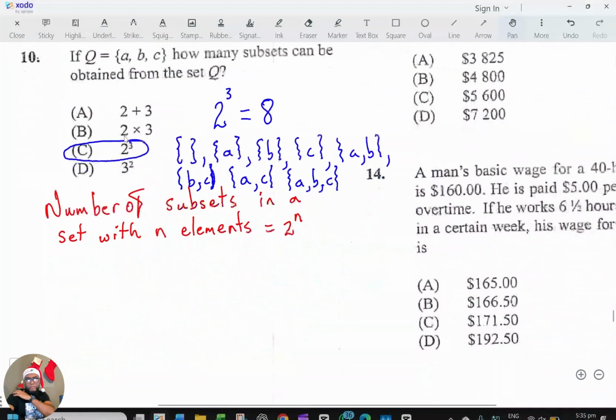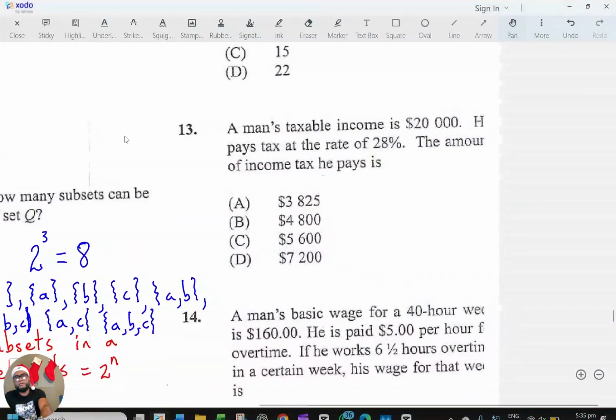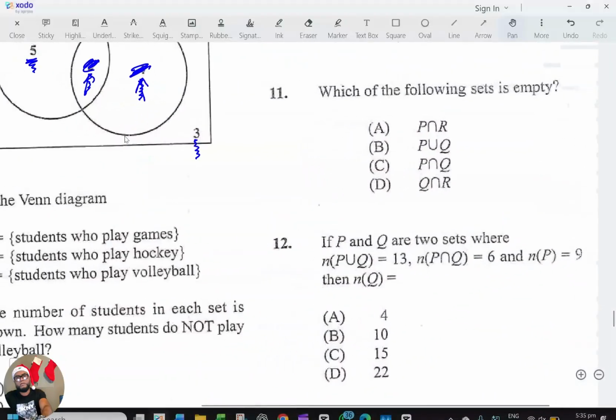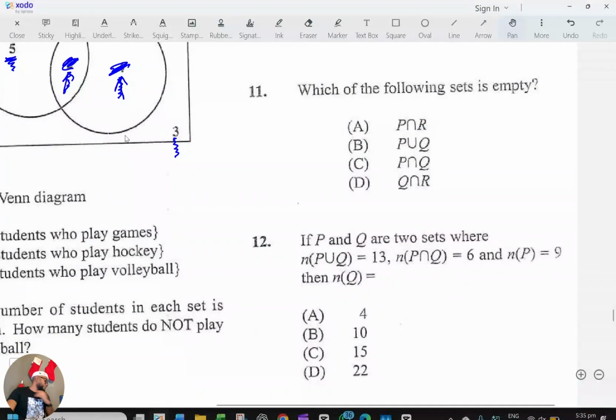All right, so we're going up. I don't think 11 down here. Right, so 11.